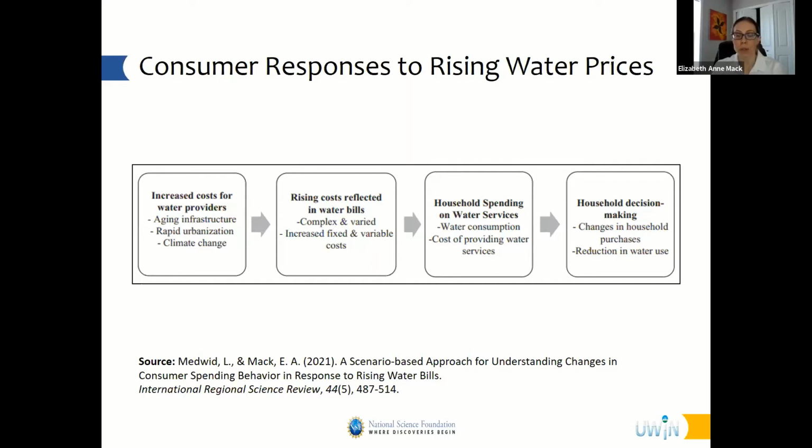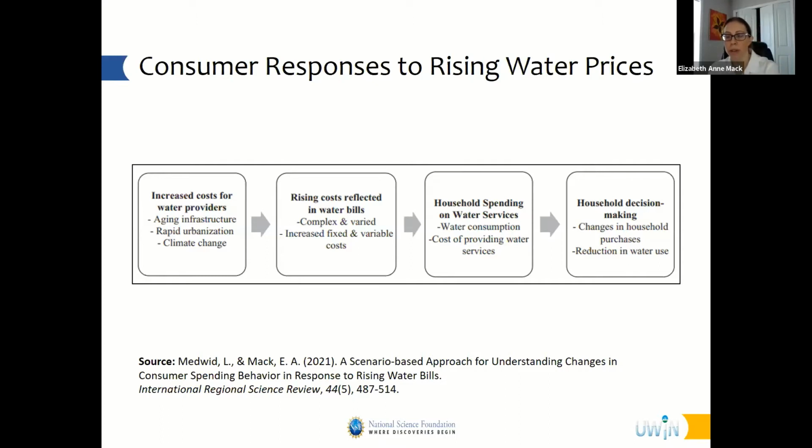But we are going to assume in this study that their water consumption remains constant in the short run. They might in the long run make other changes or adopt water-saving appliances. But in the short run, we assume that their consumption remains constant. And so what this means is they have to figure out a way to deal with rising costs of water services.